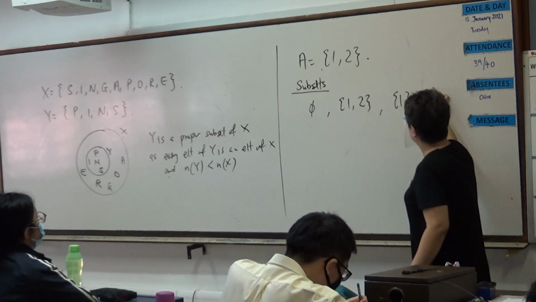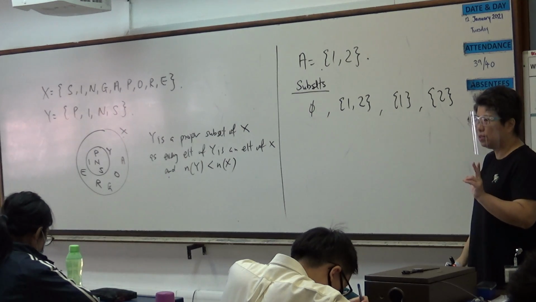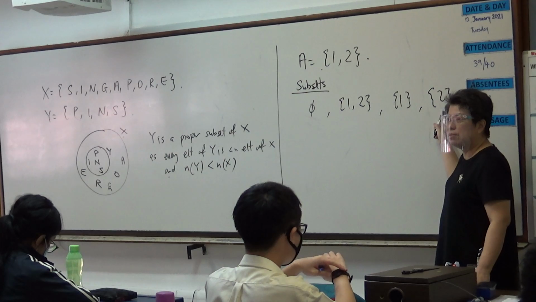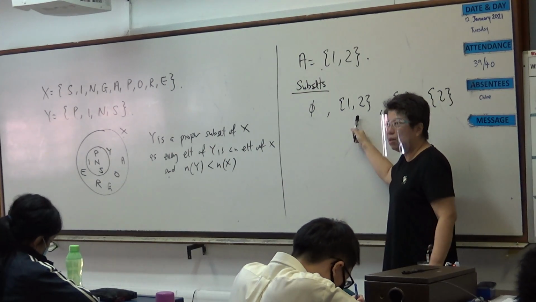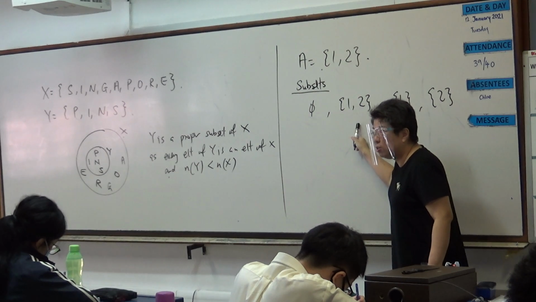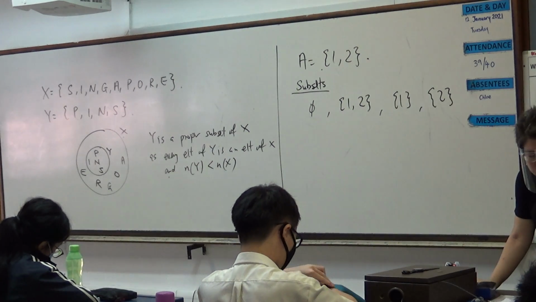Alright, what else? Just 2, right? Okay, now let me just tell you this first. Can you see that these 2 are proper subsets? This one is not a proper subset, because it's an equivalent set actually. Can you see? Okay, now let's take a look at page 12.